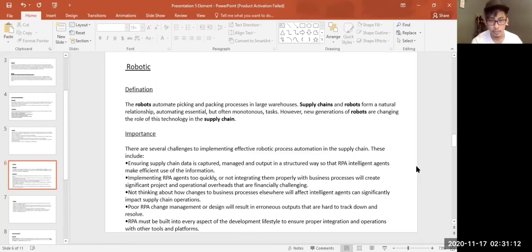Number three, not thinking about how changes to business processes elsewhere will affect intelligence agents can significantly impact supply chain operation. Number four, poor RPA change management or design will result in errors in output that are hard to track down and resolve. And number five, RPA must be built into every aspect of the development lifecycle to ensure proper integration and operation with other tools and platforms.